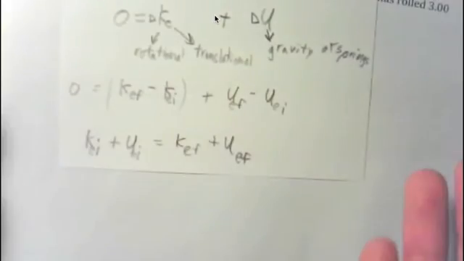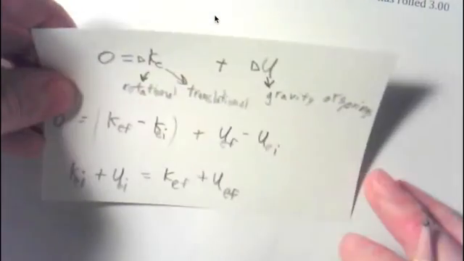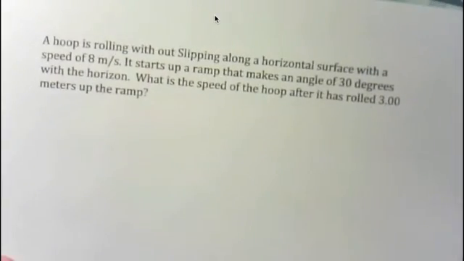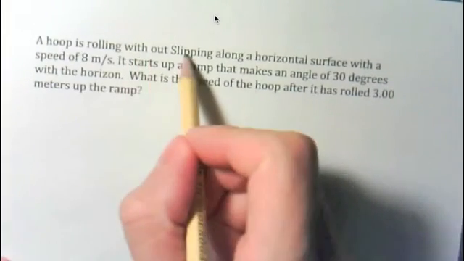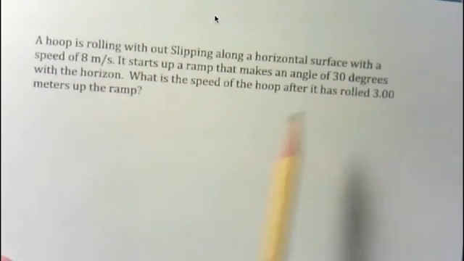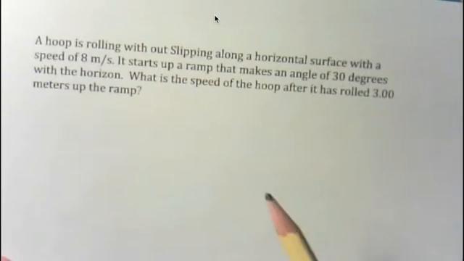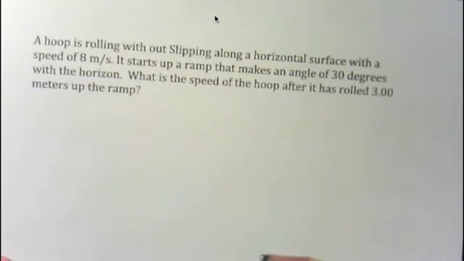If we think about it, it just kind of makes sense. That's fine. Okay, great. Now we've got all that established. Let's take a look at our problem. A hoop is rolling without slipping, so without slipping, no friction, along a horizontal surface with a speed of 8 meters per second. It starts up a ramp that makes an angle of 30 degrees with the horizon. What is the speed of the hoop after it has rolled 3 meters up the ramp?